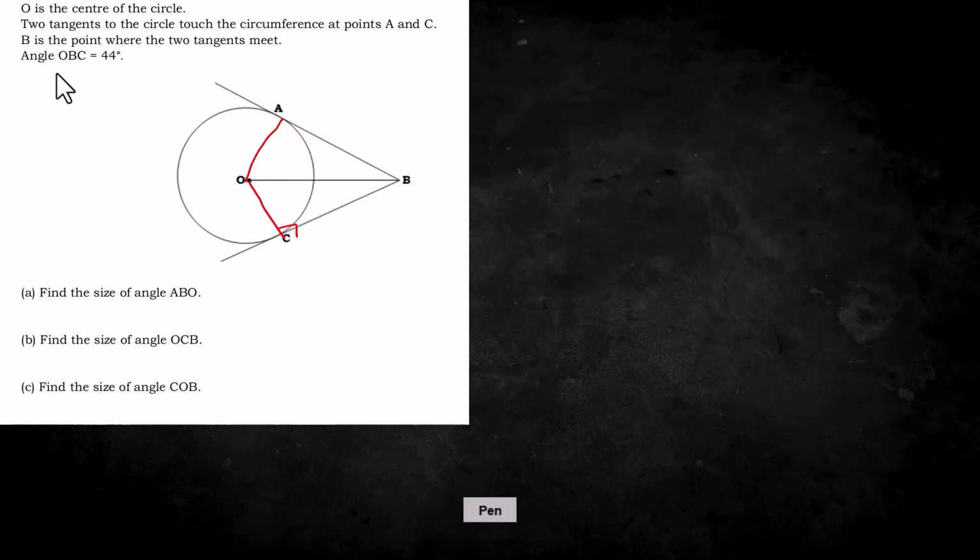Okay, so angle OBC is 44. This side is 44, so this side too is 44, and this side will be 90. If you have to find this side, it will be easier and faster. Find the size of angle ABO. ABO is 44. Don't waste time.